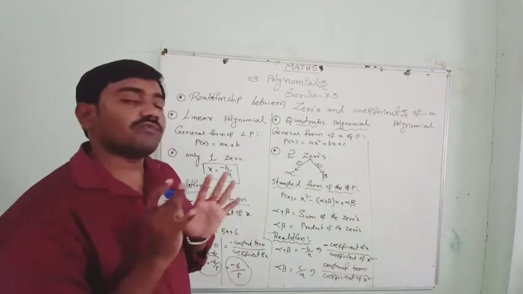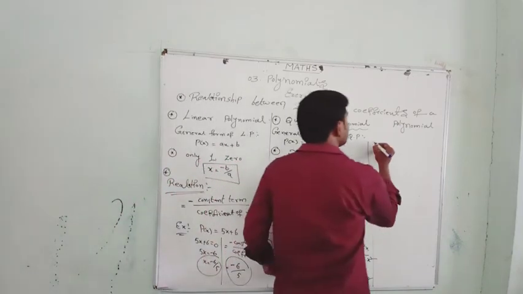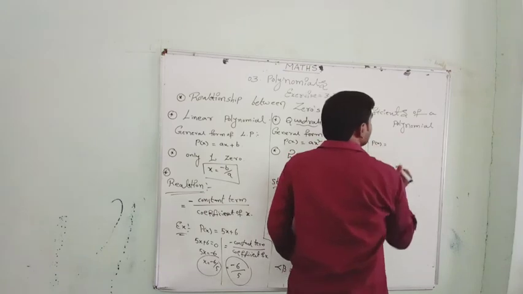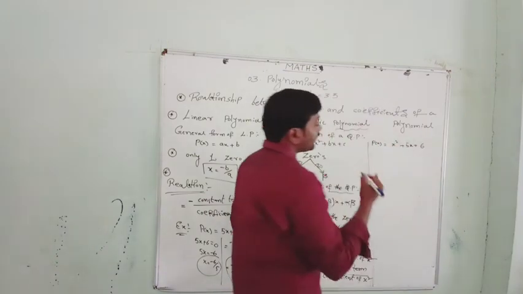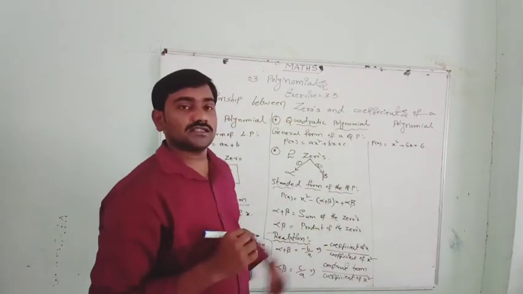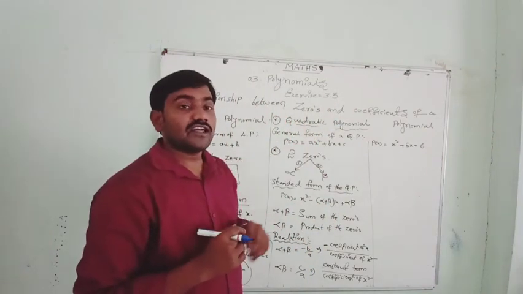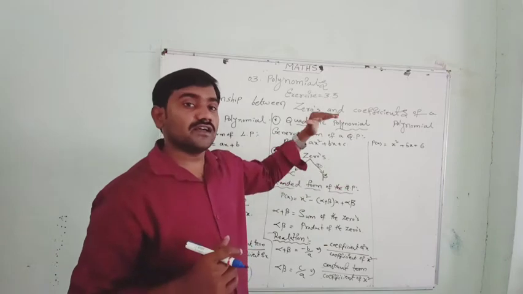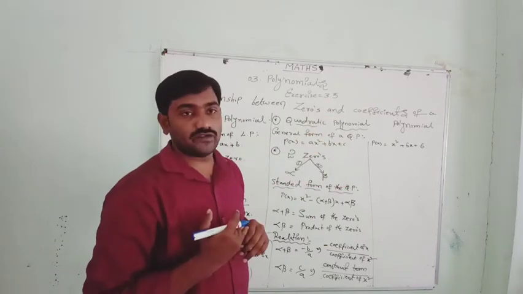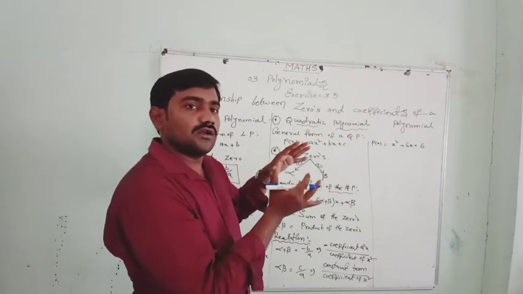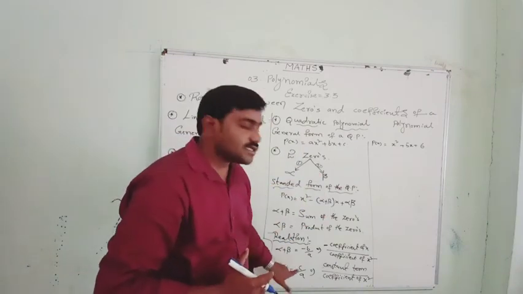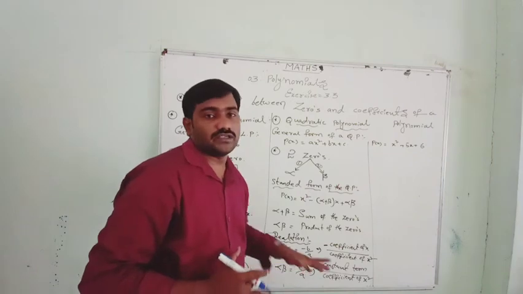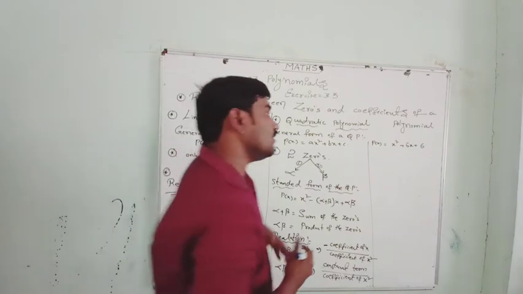Let me take one quadratic polynomial. Any one quadratic polynomial, suppose p of x equal to x square plus 5x plus 6. I have taken this x square plus 5x plus 6. This is a quadratic polynomial. Then find out the zeros and check the relation with the coefficients. Find out the zeros. The same zeros you have to get by using the coefficients formula. Okay, let us find out first.